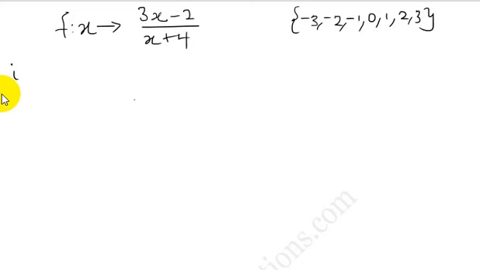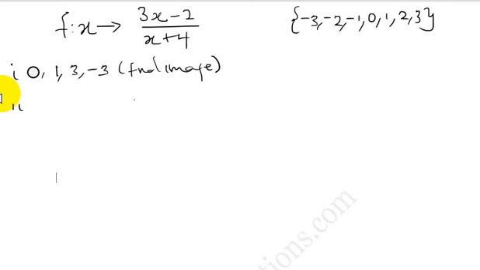So from the domain, they say we should find the images of 0, we should find the images of 1, we should find the images of 3, and then find the images of minus 3. Then our B says that what elements of the domain correspond to the following images. So there are some elements in the domain, but these are its images. So we should locate those ones.